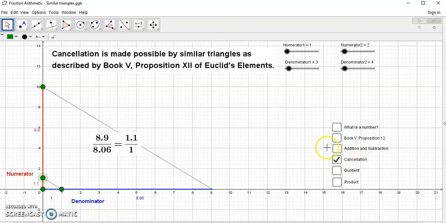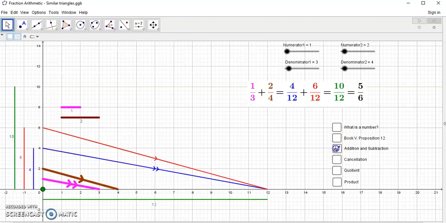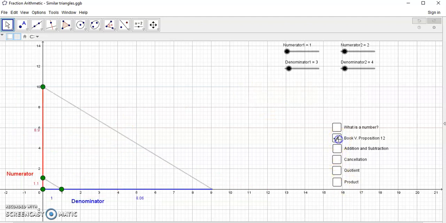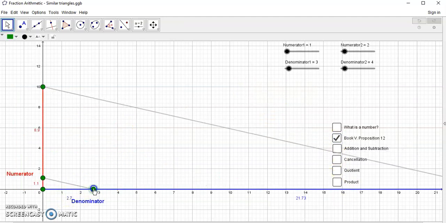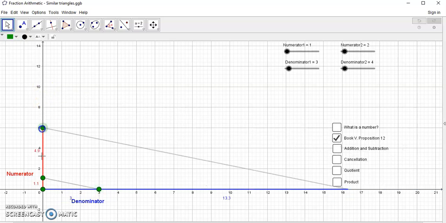And once you've gotten to that stage, then you can move ahead and define addition and subtraction. So the easiest way to do this is to write down the antecedent and consequent parts of the ratio. So with this pink line, I'm going to write down 1 and 1/3, right, like that. And for the 2/4, I'm going to write 2 and 1/4. Now we have to be able to add those, as we saw in book 5, proposition 12. If we have similar triangles, we can just go ahead and add these parts.